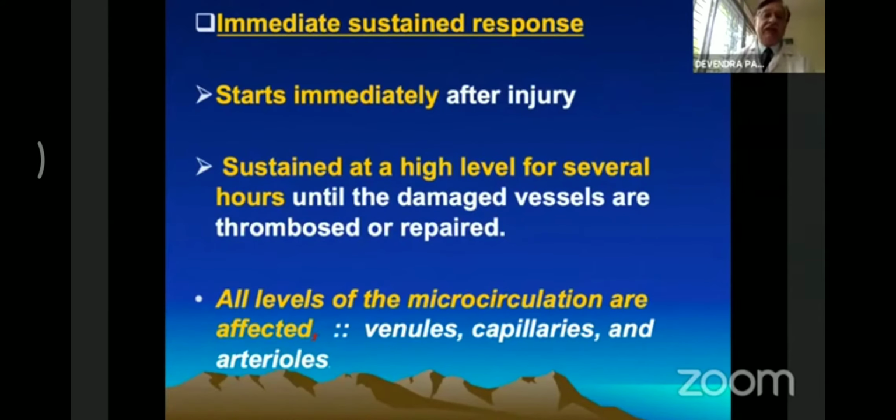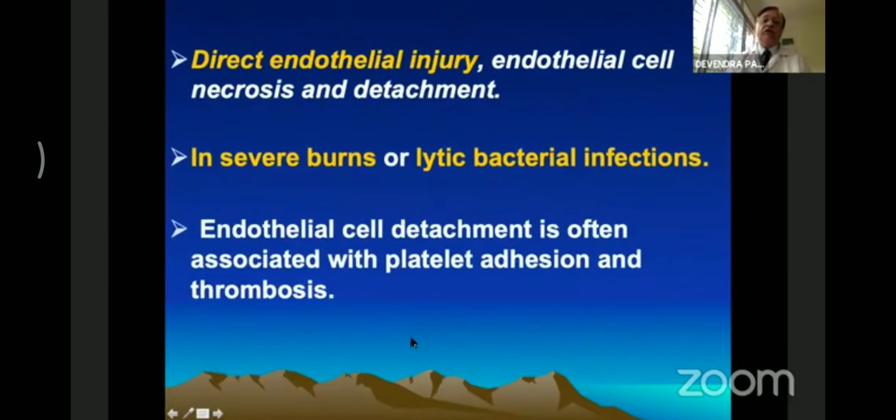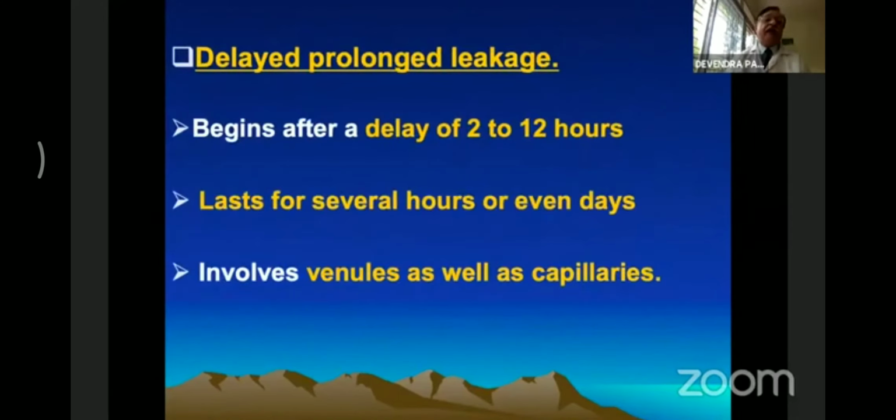Second is the immediate sustained response. It starts immediately and lasts for several hours, until the damaged vessels are either repaired or thrombosed. All types of vessels, venules, capillaries, and arterioles, are involved. This is because of direct endothelial injury. The injury may occur in severe burns or bacterial infections, which lyse the endothelium because of toxins, the septic shock as we call it. That is where it comes in. Because of the injury to the endothelium, either thrombosis will occur or the blood vessels will be repaired and the response will stop.